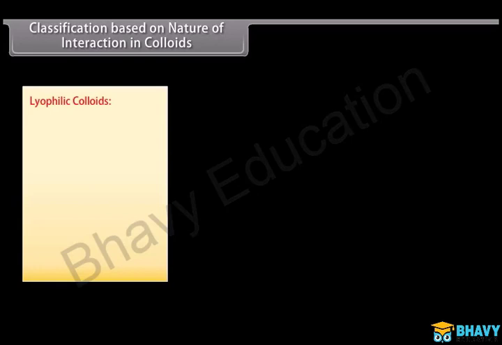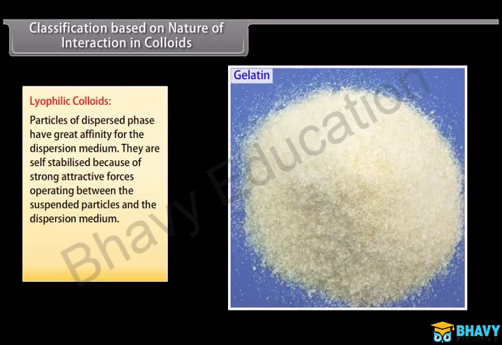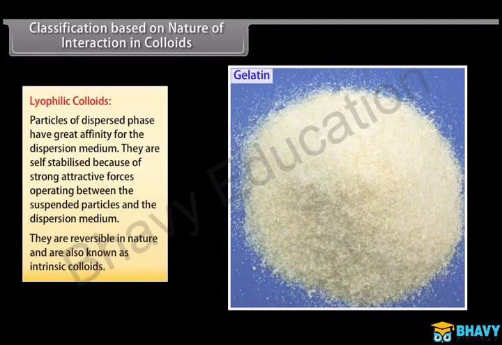Classification based on nature of interaction. On the basis of nature of interaction between the dispersed phase and the dispersion medium, colloids are divided into two categories. Lyophilic colloids: particles of the dispersed phase have great affinity for the dispersion medium. They are self-stabilized because of strong attractive forces operating between the suspended particles and the dispersion medium. They are reversible in nature. They are also known as intrinsic colloids. For example, gums, starch, gelatin, and albumin.